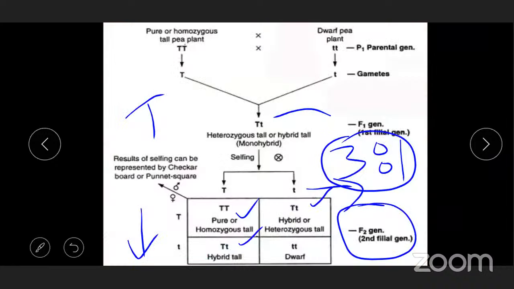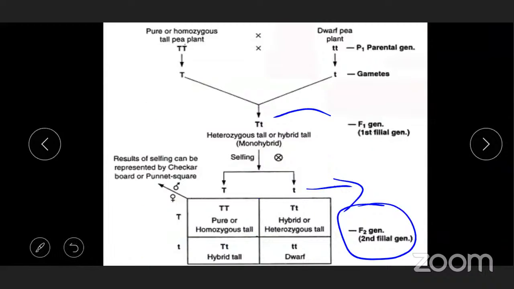Now let us find out the genotype ratio. Let us find out the genotype ratio in the F1 generation. So genotype ratio. Capital T, tall. Capital T, small t, tall. But these both talls are different. The capital T capital T is the homozygous tall. Capital T, small t is the heterozygous tall.